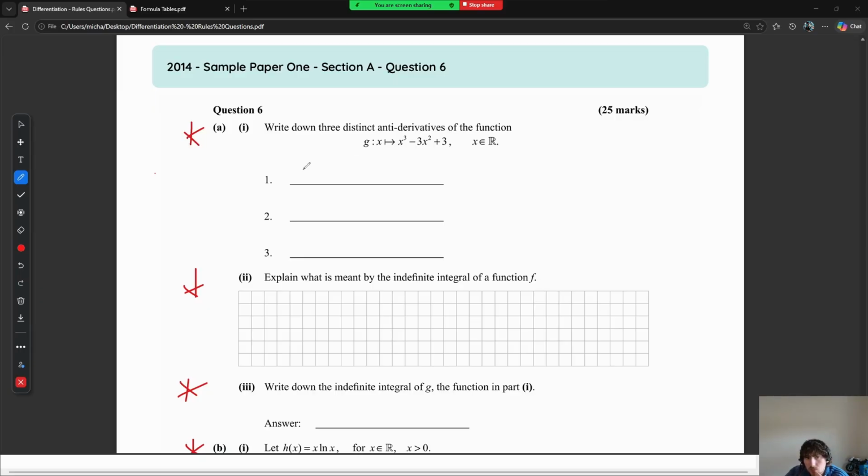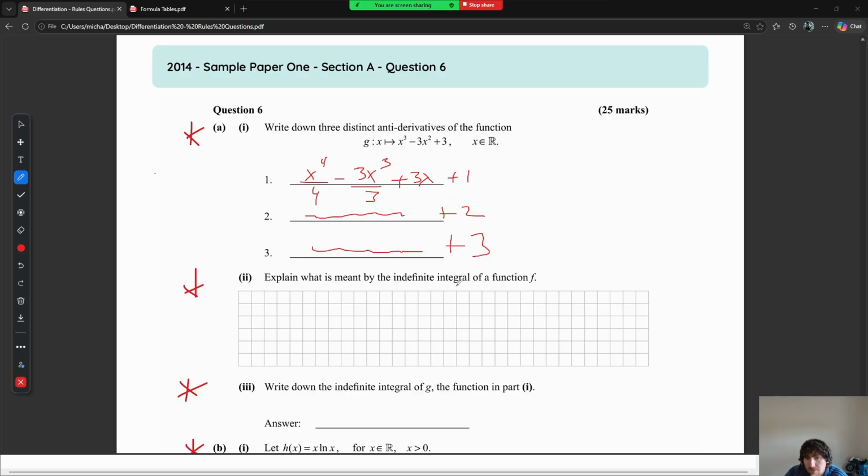So one distinct one would be x to the 4 over 4 minus 3x cubed over 3. You're just integrating it. And then instead of going plus c, you go plus 1. You write the same part there, and then you go plus 2. So basically you're making up your own c because they're distinct possibilities. And that's what it means here.